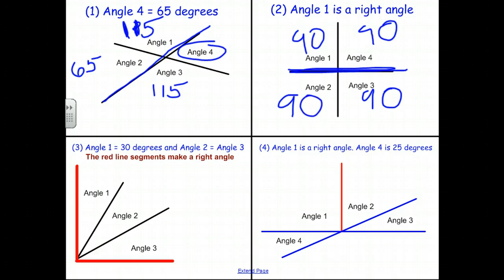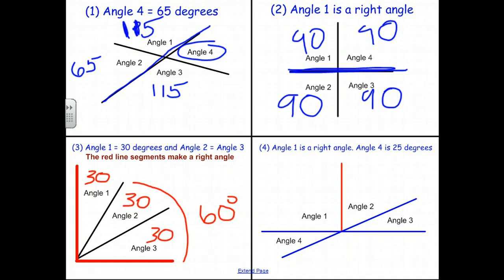Now 3 and 4 are a little bit more difficult, but not too bad once you think about them. Angle 1 is equal to 30 degrees. That means that together angle 2 and angle 3 have to equal 60 because these form a complementary pair, where angle 1 plus angle 2 plus whatever's left has to equal 90. And if angle 2 and angle 3 are the same, they must have the same measures that add up to 60 degrees. And so half of 60 is 30, so angle 2 and angle 3 are also both equal to 30.